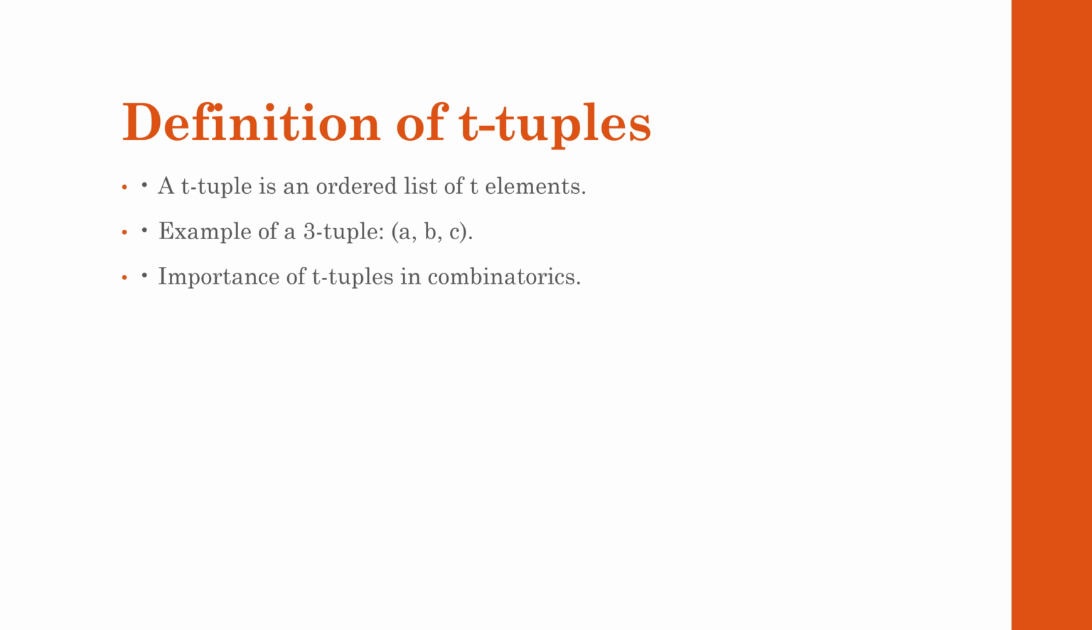Definition of T-tuples. A T-tuple is an ordered list of t elements. Example of a T-tuple: A, comma, B, comma, C. Importance of T-tuples in combinatorics.